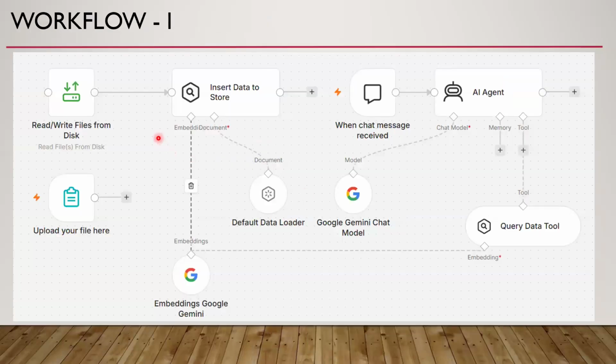So this is how workflow 1 works. First of all, we read the local files and create vector embeddings. Then whenever we ask a question to our AI agent, it uses the chat model and the vector embeddings. And these embeddings persist until our session ends. Whenever we restart n8n, these disappear from the memory.